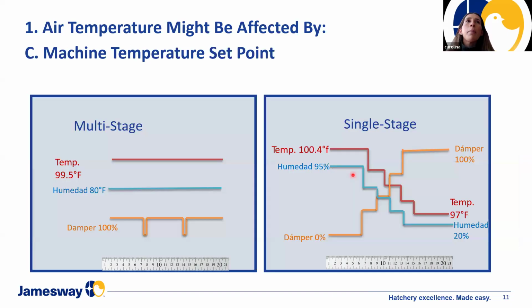All right, the third one is machine temperature set point. Of course, depending on the machine temperature set point, we can overheat or, let's say, delay a hatch.